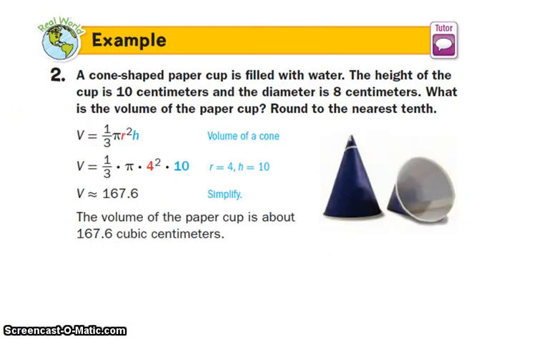Here's another example of finding the volume of a cone. A cone-shaped paper cup is filled with water. The height of the cup is 10 centimeters, so it's 10 centimeters tall, and the diameter is 8. What is the volume of the paper cup? Again, just fill in what you know. If the diameter is 8, your radius is 4, your height is 10. Multiply it all together, you get approximately 167.6.